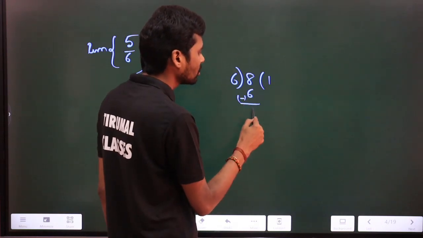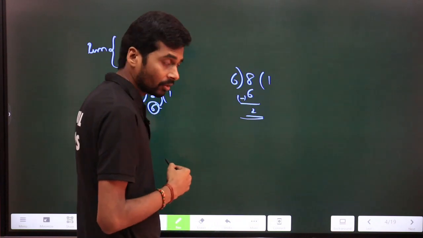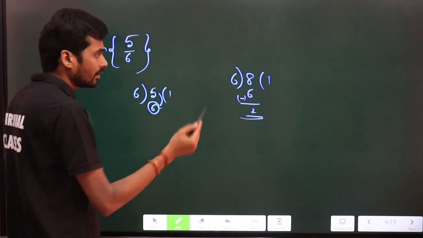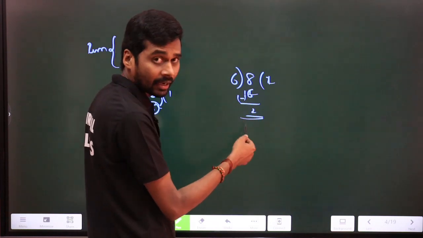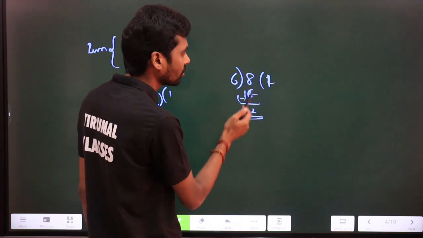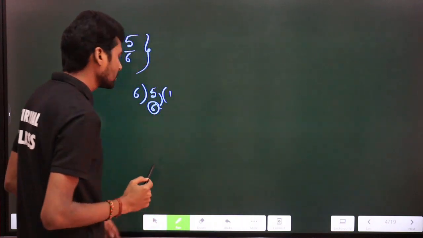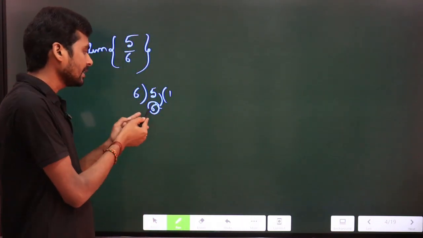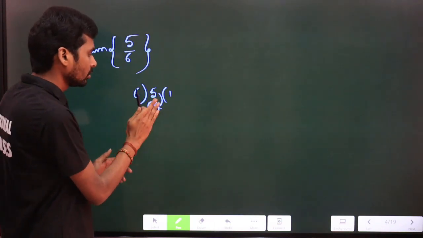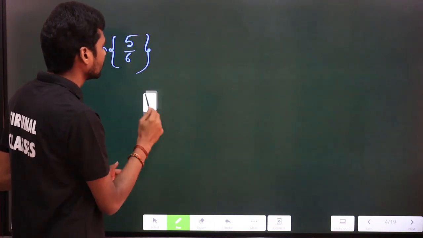8 minus 6 is what? 2 is the remainder. And similarly, you cannot take 6 2s are 12 here because we'll get a negative remainder. So that's why I take only 1 in the quotient. And similarly, suppose when 5 is divided by 6, 6 1s are 6, which is more than this number, so we have to change this number.